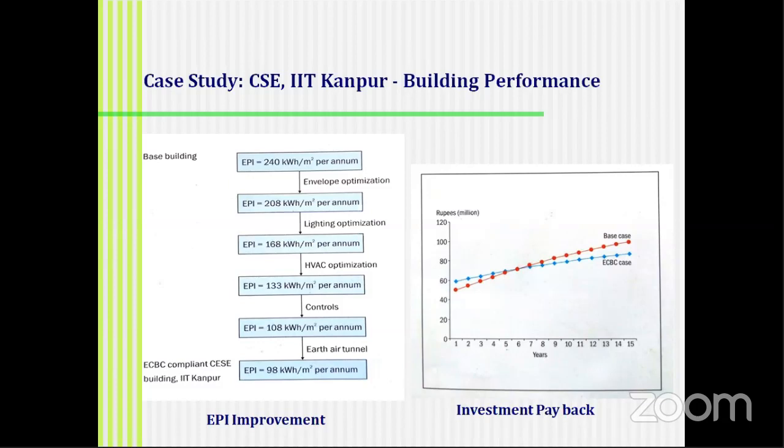And then HVAC, you further come down to 168, then through sensors and controls further. So like this, with every strategy, this is possible because we're metering every end use. This is how it can be managed effectively: you meter every end use, and you will be able to know what difference it is making when you have this particular intervention. And at the end of it, what was 240 has come down to 98, which is I think about 40% of the original.